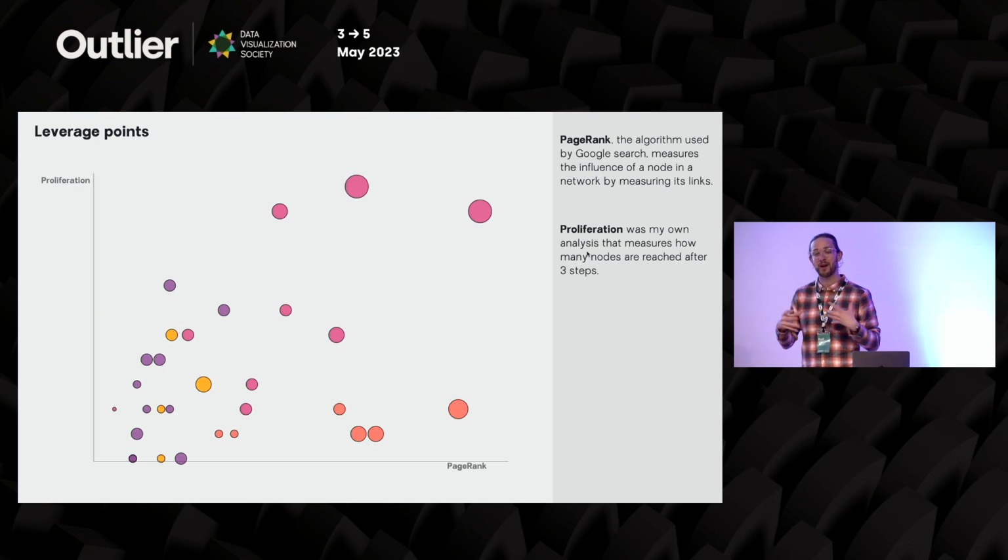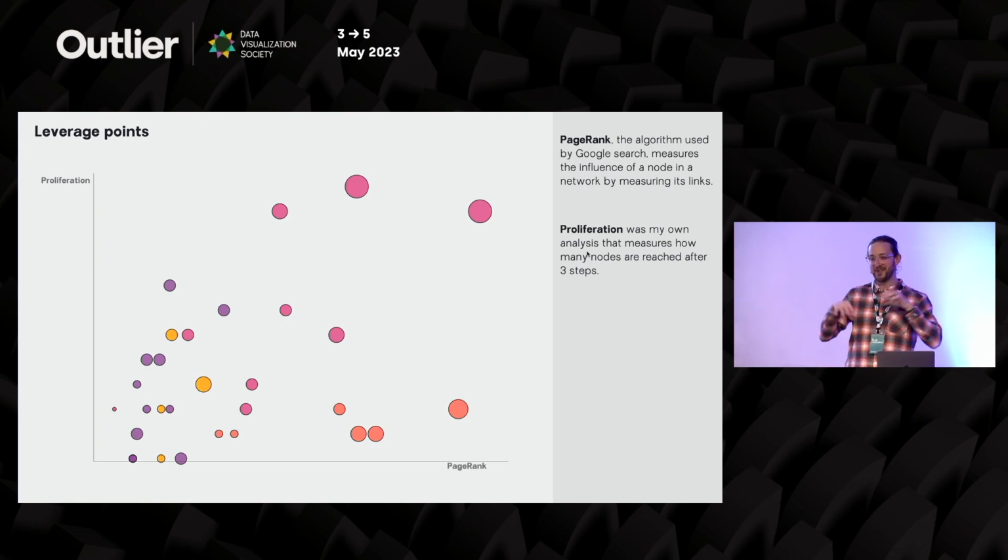So I started thinking about what other ways I can measure the relative importance of these. And I came up with this one, which I've called proliferation. I basically started with every node and simulated out from that node. And I wish I had time to have a visualization of this in action.